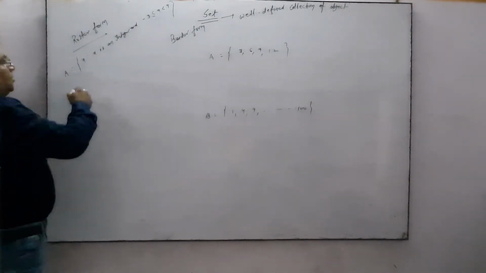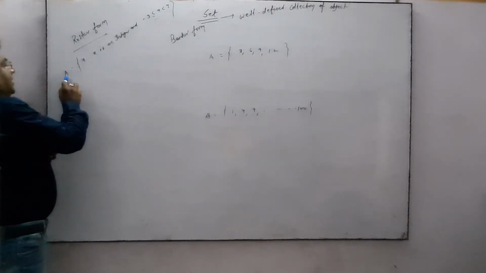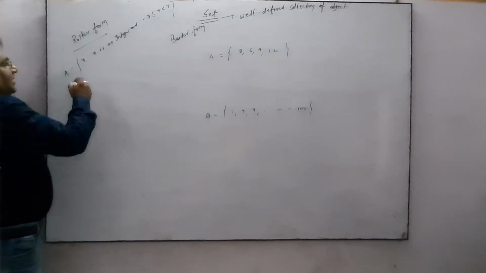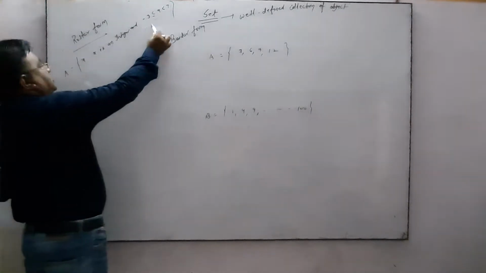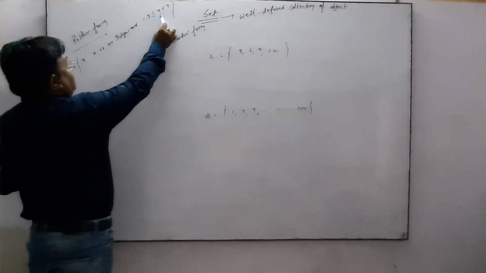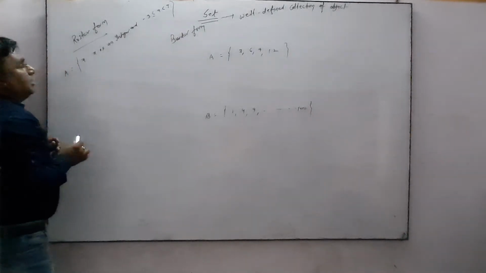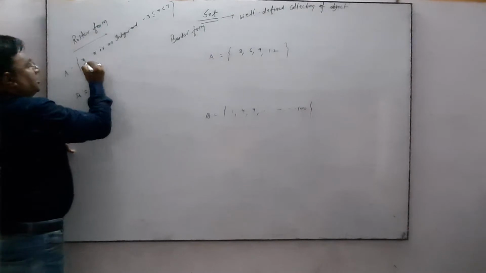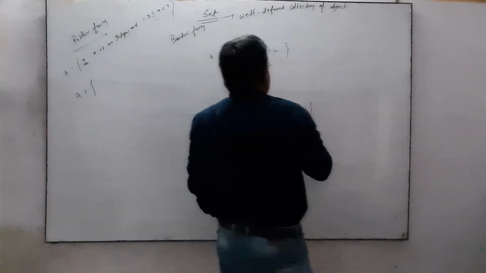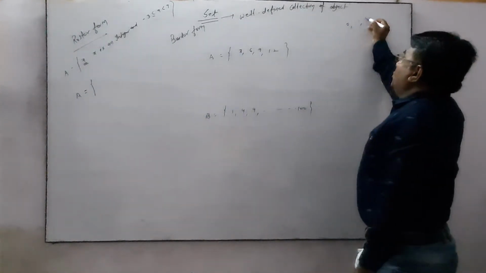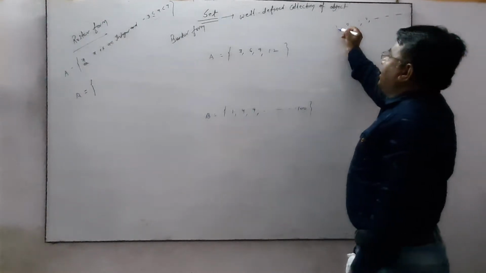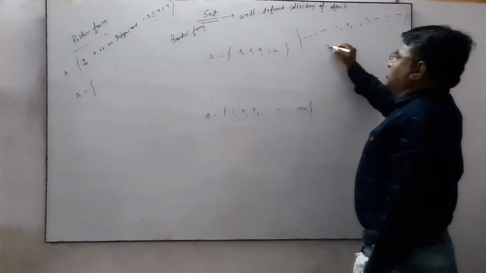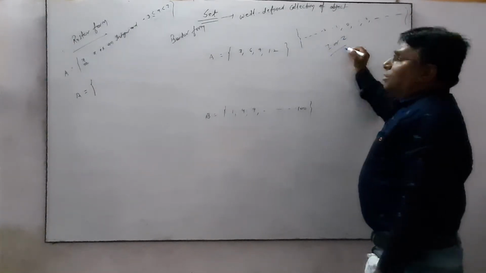So first, the roster form, where set A is denoted by curly brackets. Set A is {x : x is an integer}, and which integers? x is between -3 and 7. So what is the roster form? x is an integer, and what are the integers? The integers are 0, 1, 2, 3 and so on, and -1, -2, -3 and so on. This is denoted by I or Z, right?